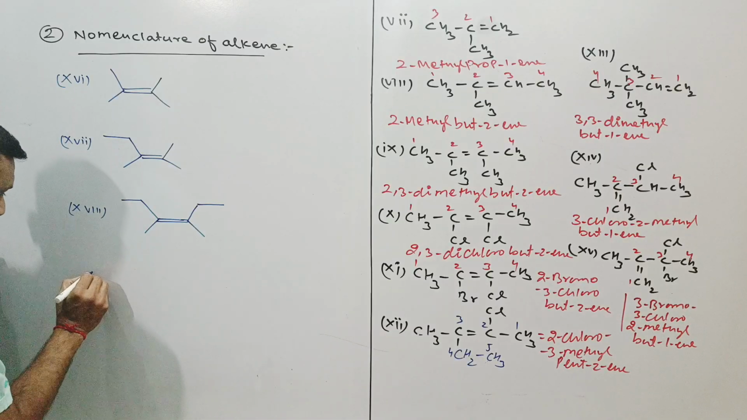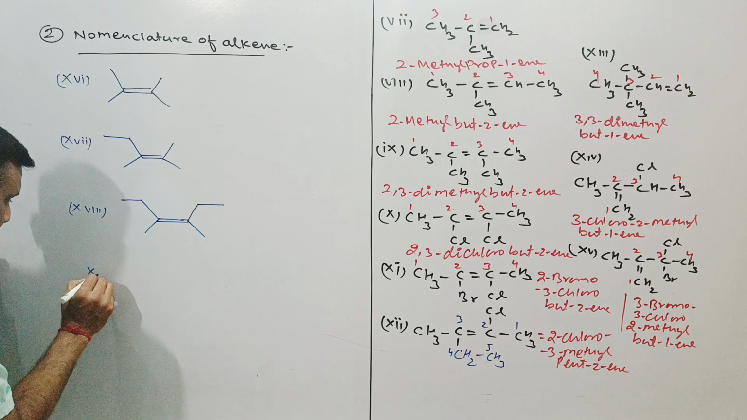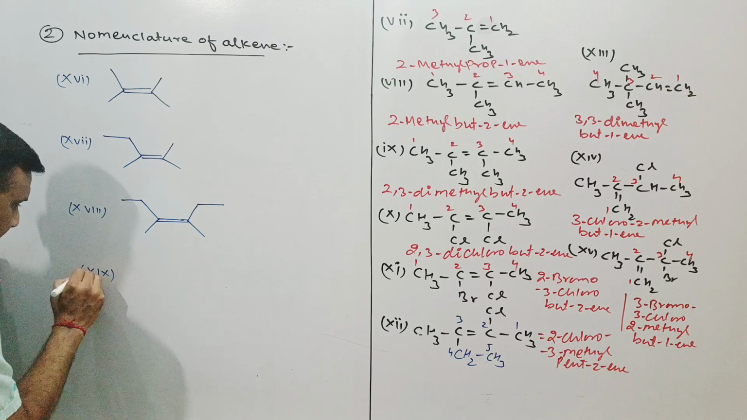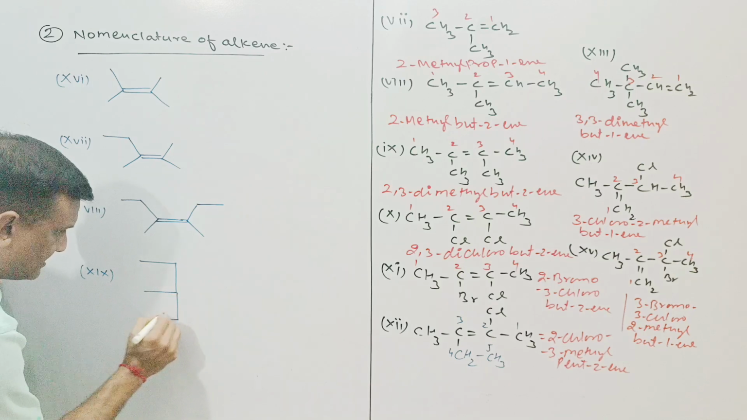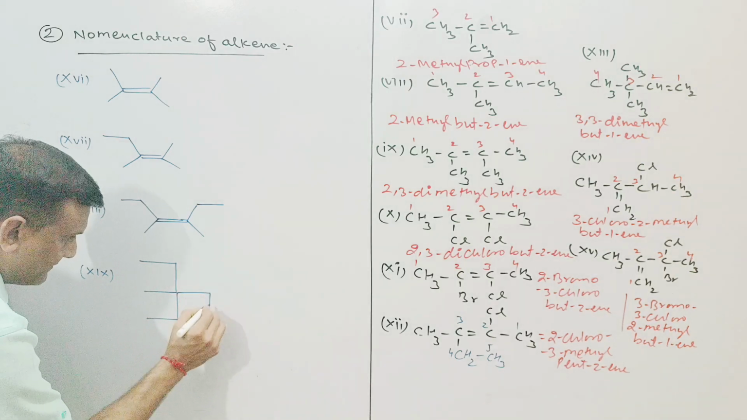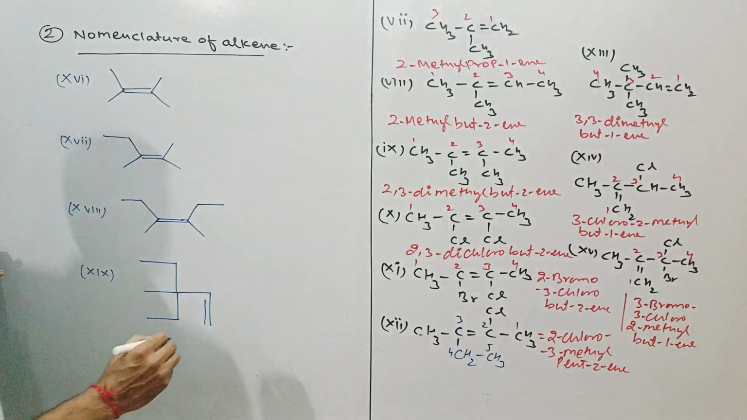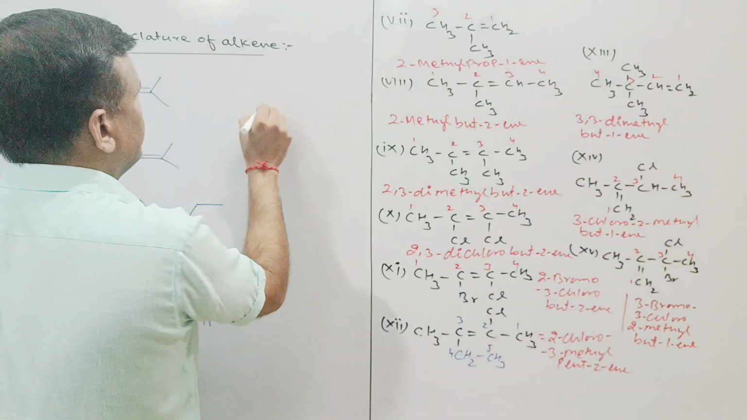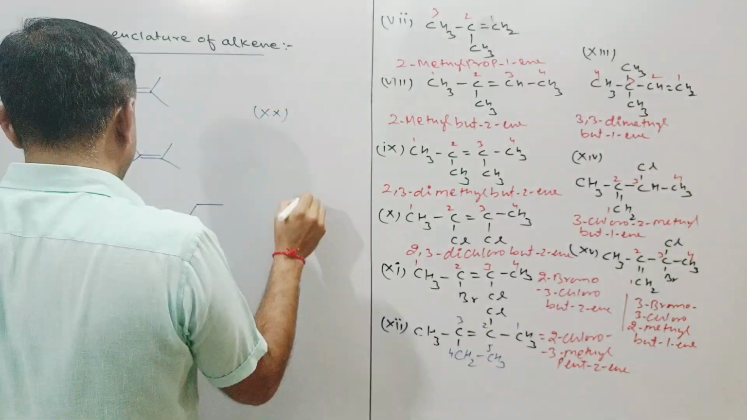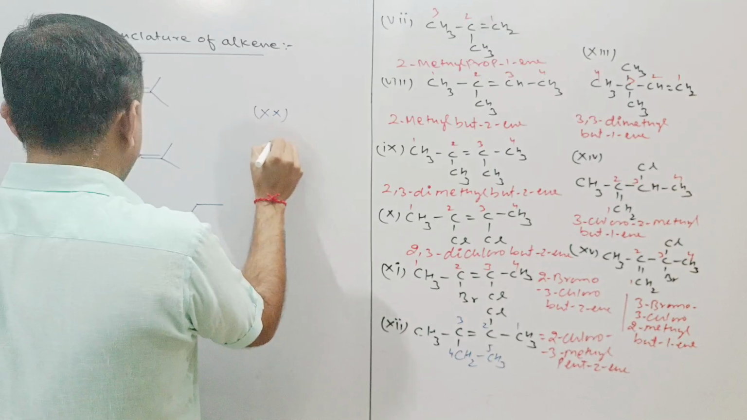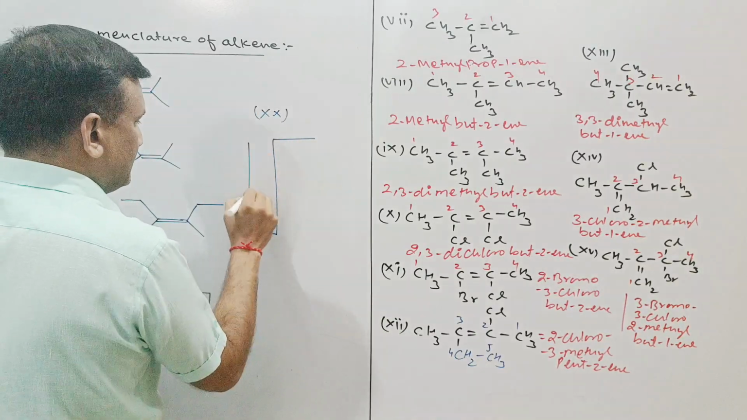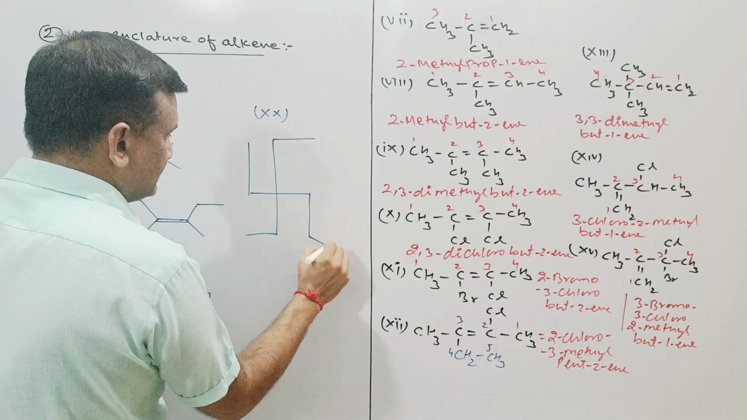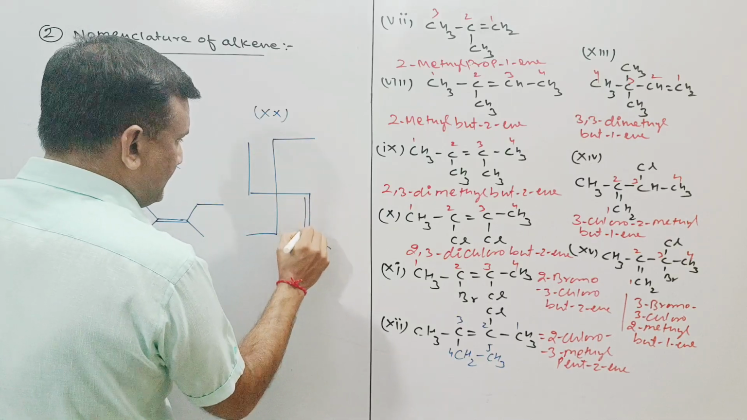Now I would like to go with the 19th compound. This is the 19th compound as follows. This is the double bond. This is your 20th compound, as you can take. This is a very important compound like this. Here is your double bond.